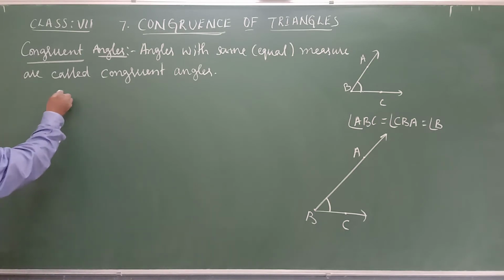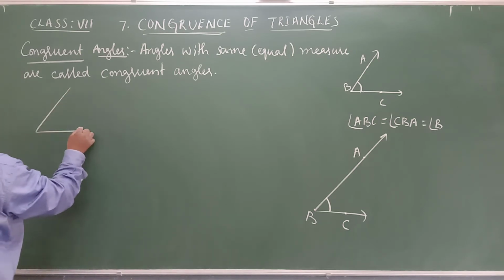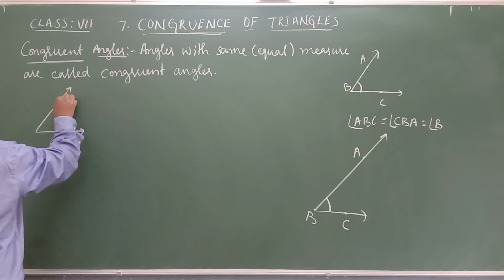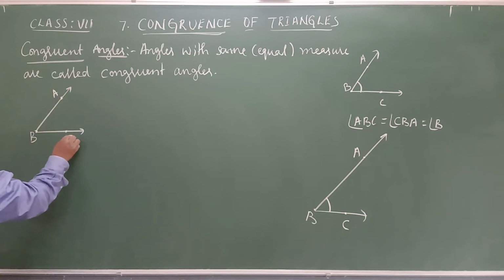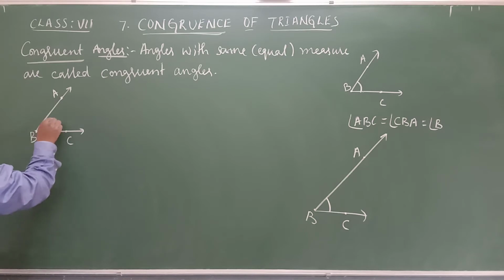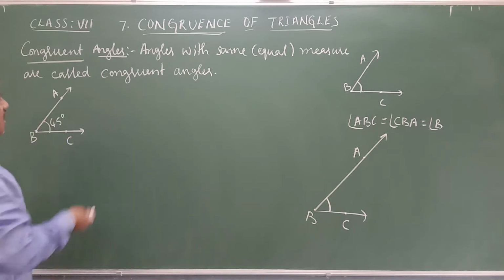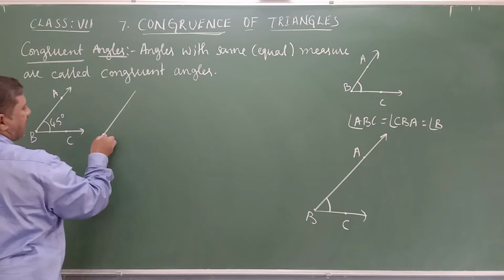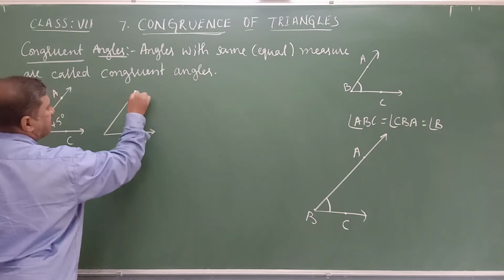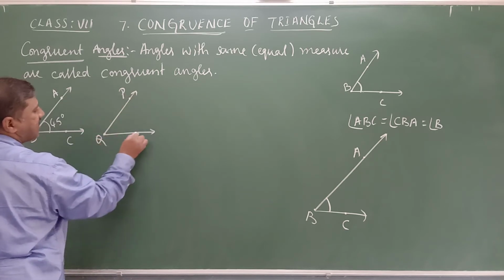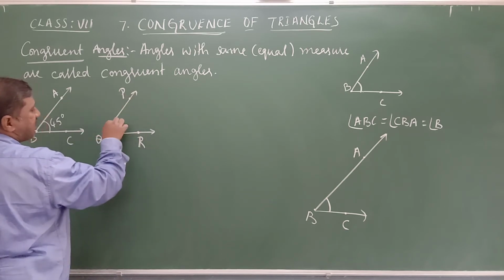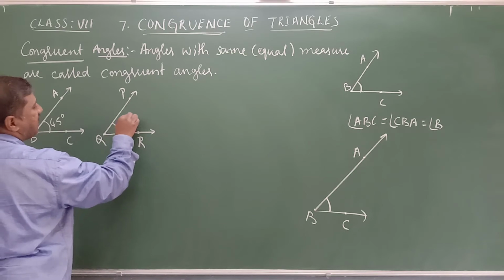For example, let this be angle ABC. Here B is the vertex. Let this be 45 degrees. If it is 45 degrees, draw one more angle, PQR. This is P and Q, and here it is R. So this is also 45 degrees.